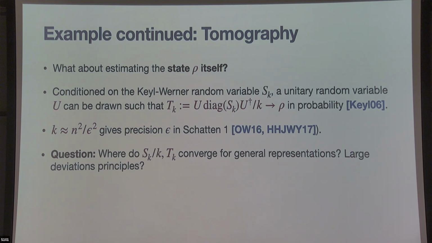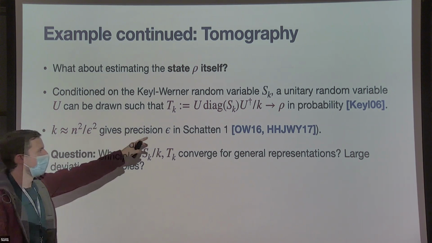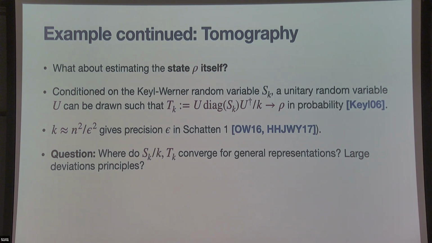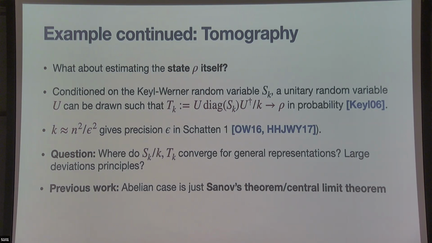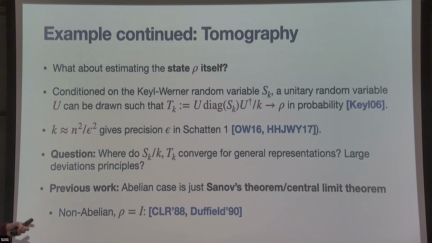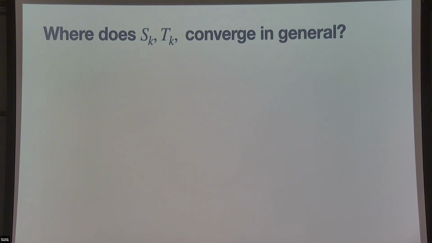So the question is, this Heil-Werner result and this result here are for this specific group action where you act on matrices by left multiplication. But you could ask where these random variables converge for general representations as well, and whether there are large deviations principles. The abelian case, as we saw, is basically just, S_K and T_K are the same, and S_K is just the sum of a bunch of independent random variables, so it's not very hard. People talked about the non-abelian case where your mixed state is equal to the identity. Nobody's talked about it when you have a general state.